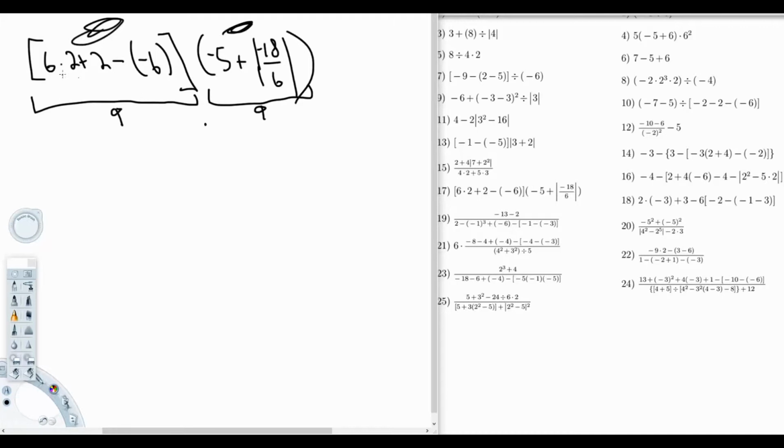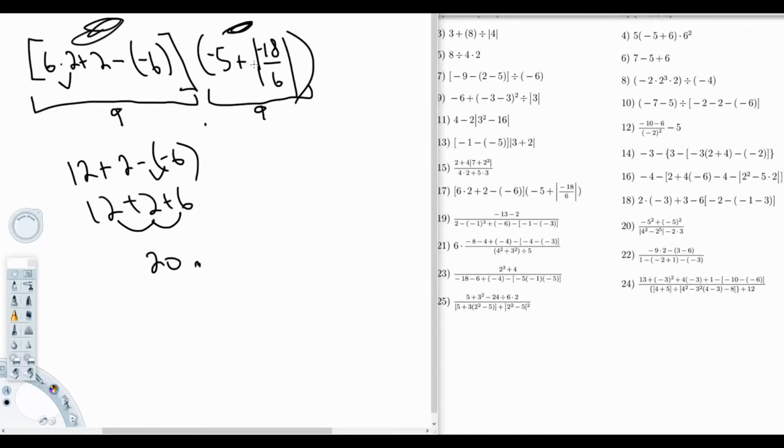So let's do this side first. We start by multiplying. I see a multiplication here. I don't see it anywhere else. So that's 12 plus 2 minus 6. And as we know, two negatives make a positive. So that's 12 plus 2 plus 6. And 12 plus 2 is 14, plus 6 equals 20, multiplied by. And here, once again, they're trying to confuse you by putting a fraction here. But 18 divided by 6 is really 3. And negative 18 divided by 6 is really minus 3. So let's rewrite this. Minus 5 plus minus 3 brackets.